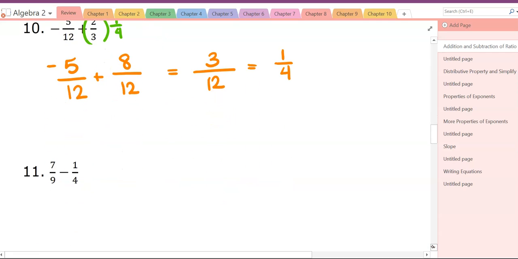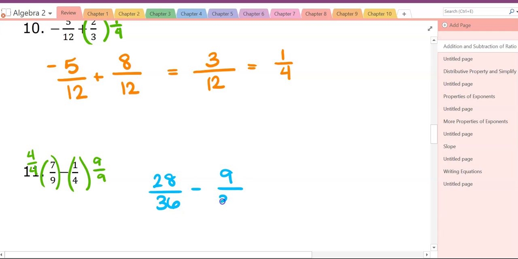Now for this next one, the common denominator is 36. So I need to take the first fraction times 4 over 4, and the second fraction times 9 over 9. So I'm going to have 28 over 36 minus 9 over 36, and that will leave me with 19 over 36, and that's as far as we can take that one.